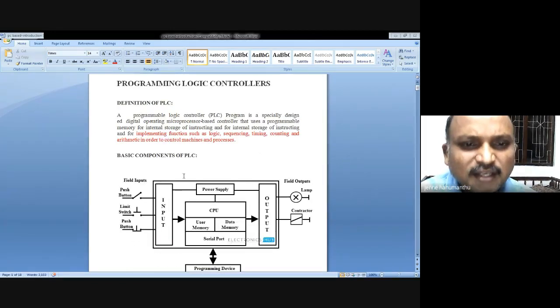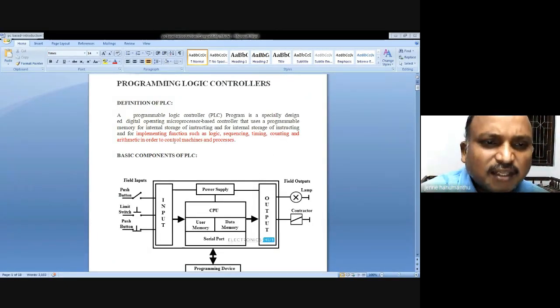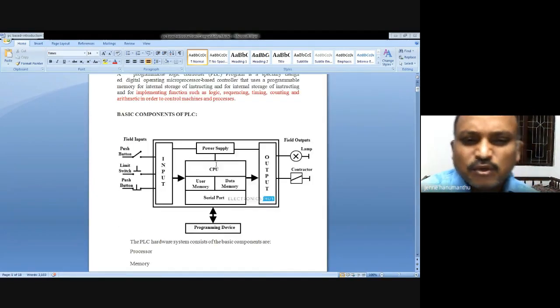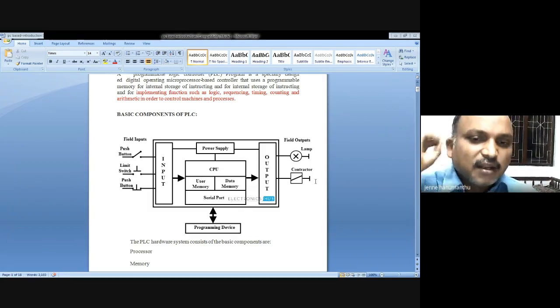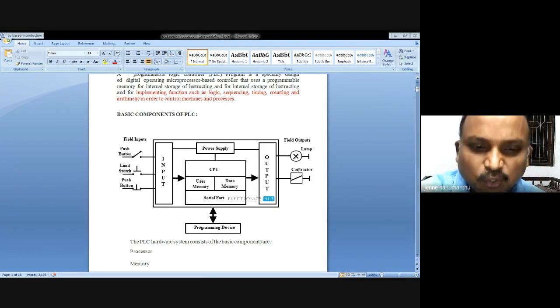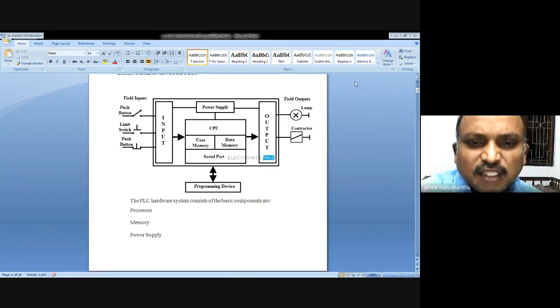Action may be a logic, any sequence, any timing, any counting, any arithmetic, or any control mechanism like this. So it gives an output, and based upon that output, the succeeding part of the remaining system or activity is going to be controlled, right? So if you want to change any data or any programming, the action is going to be changed.